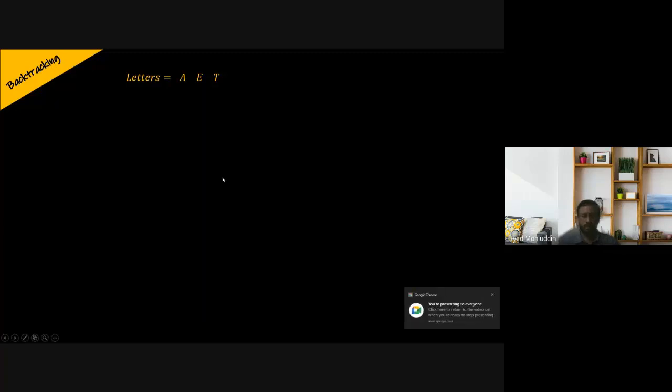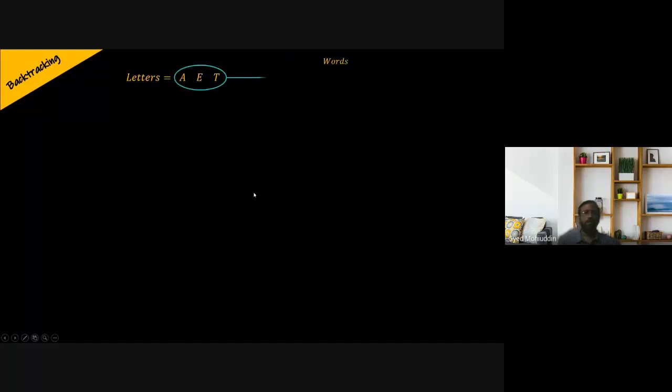Now, we have three letters. So how many words from these three letters can be created? There can be n factorial words created. So if there are n letters, n factorial words can be created. Here in this case, we have three letters, so we can create six words which are possible. Now, how should we create those words? Just combination and permutation we can use to create these six words.